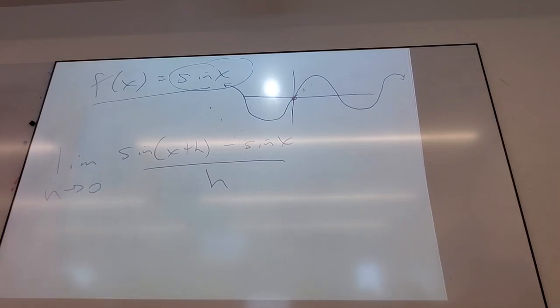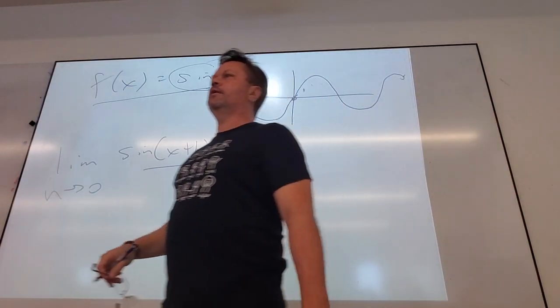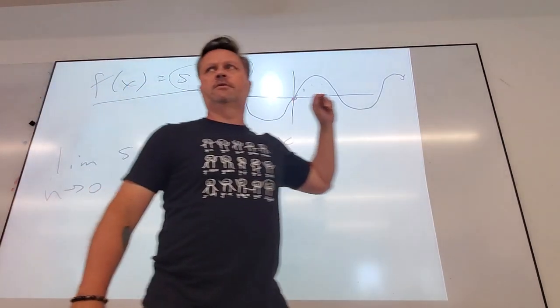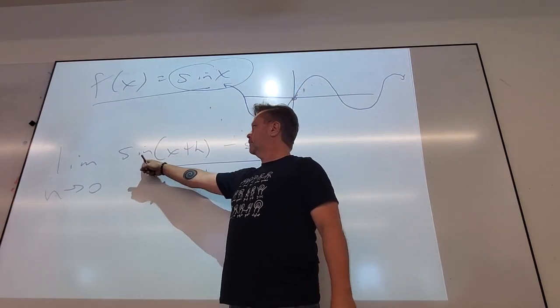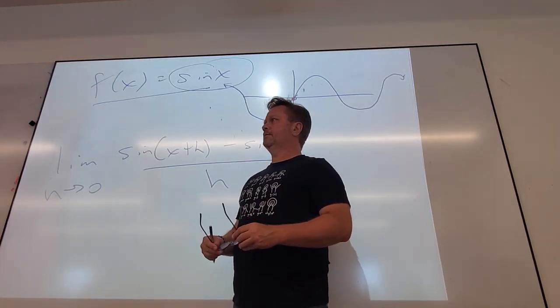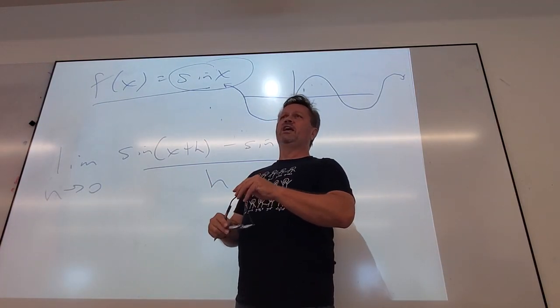I love this for so many reasons. Is there anything you could do to that? Can you distribute the sine? Of course you can't. Does this say sine times x plus h? What's the right way to read this? Sine of x plus h. You can't distribute this because it's not multiplying. That doesn't make any sense, yes? So don't do that stuff and say it's 1, or sine h over h.